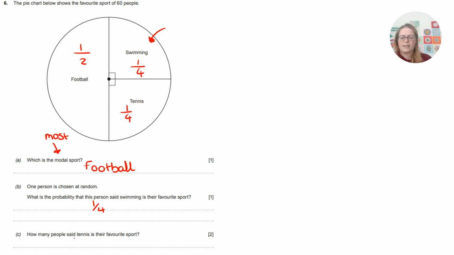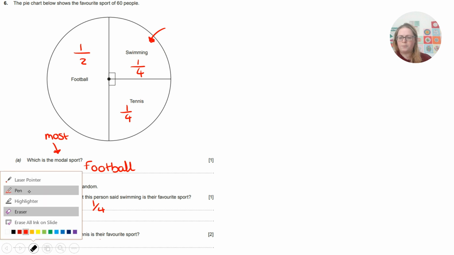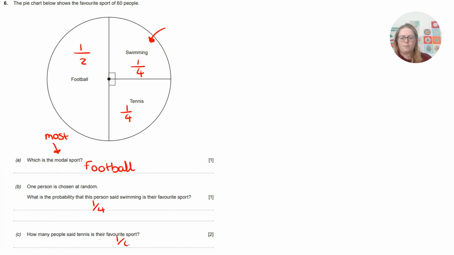Now the last question says how many people. Let me just rub this bit out because it's difficult to write on that bit. So if a quarter of people said tennis, we've got to times it by how many people we had. Now we had 60 people, so a quarter times 60, well, that's the same as 60 divided by 4, which some of you will remember you can use your bus stop. So 60 and 4 on the end.